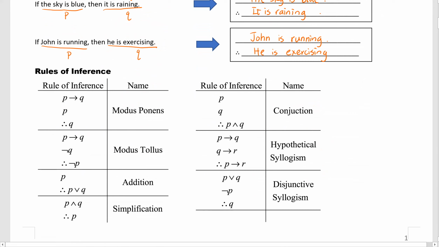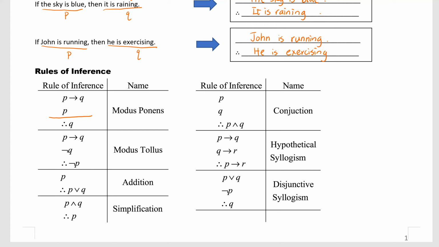So here are the rules of inference. What we just learned: P implies Q. If P, then the conclusion is Q. This is called modus ponens. So P implies Q, P happens, so Q is also happening.